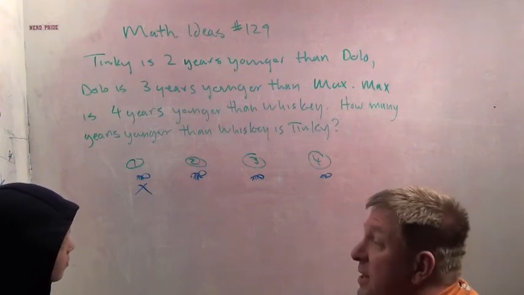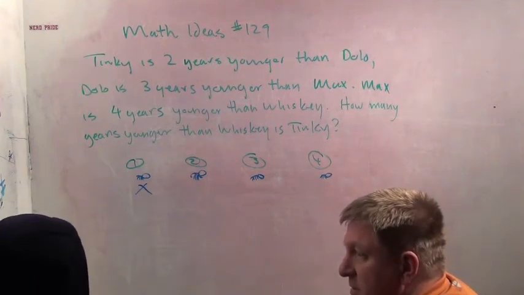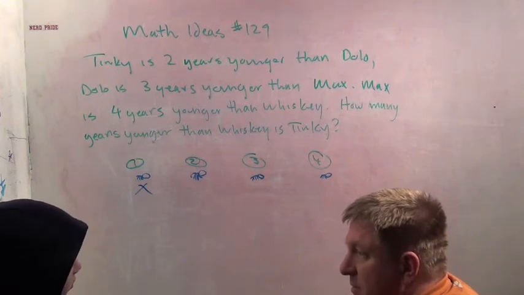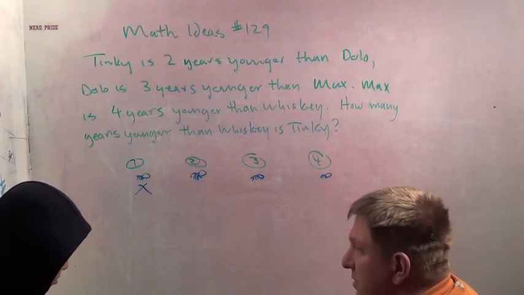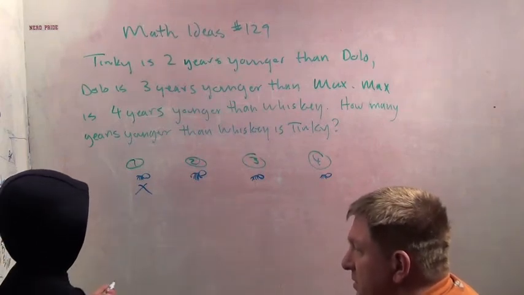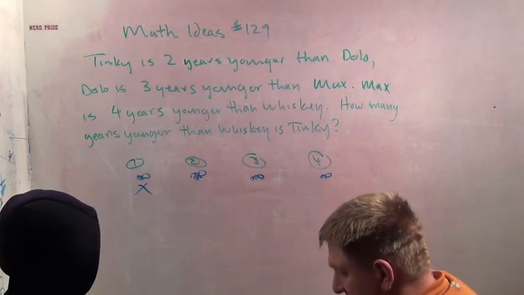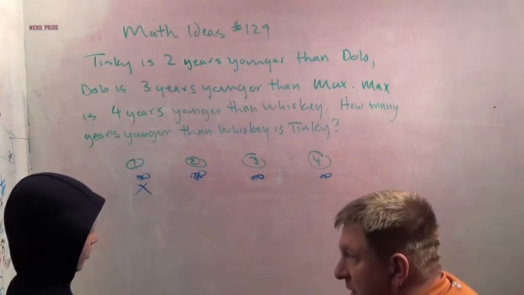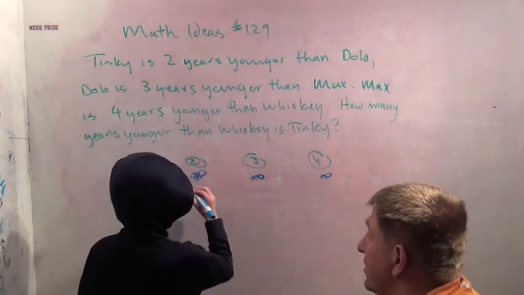If Tinky's 2 years younger than Dolo. X times 2? Not quite. No, not times. Tinky's 2 years younger. So what do you have to do to Tinky's age to get Dolo's age? You have to add 2. Add 2, there you go. So if Tinky's X, X plus 2.